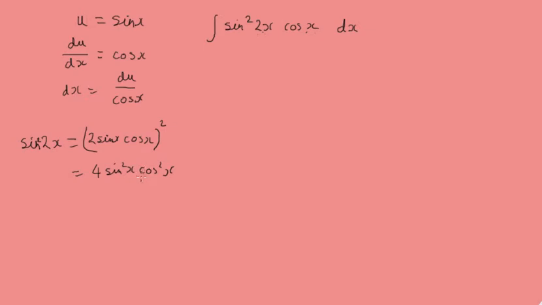Now, u is sine x, so we can put 4 u squared. Now cos squared x, we can use the identity where it's going to be 1 minus u, oh, that needs to be squared. There. Because remember, sine squared x plus cos squared x equals 1. So just rearranging that, we can change that there.